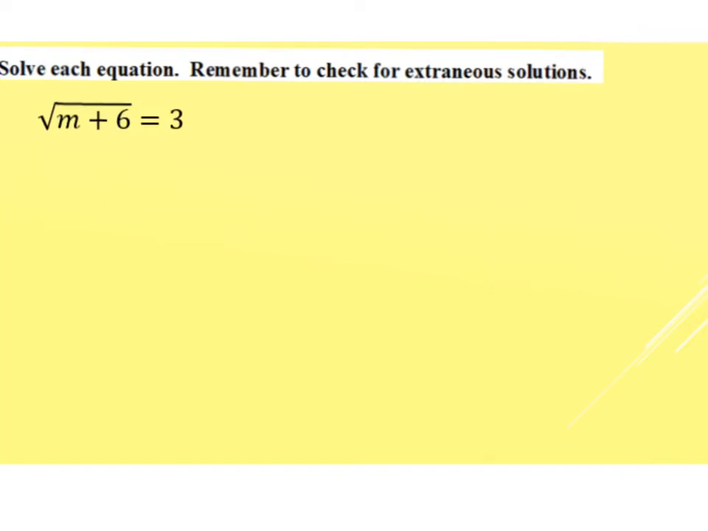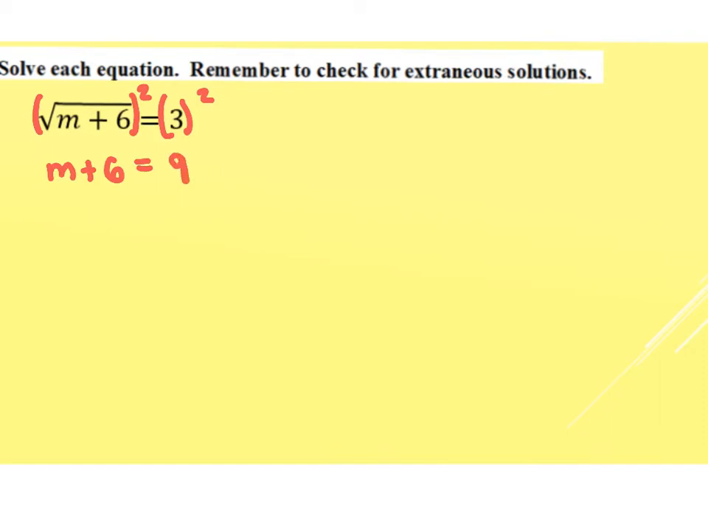In our first example, it says solve each equation. Remember to check for extraneous solutions. Now, since the radical is already by itself, we're going to start by undoing the radical. Now, the opposite of a square root is squaring it. So we're going to take both sides of the equation and raise it to the second. Now, this raising it to the second power undoes the square root. So it becomes m plus 6, and 3 squared is equal to 9.